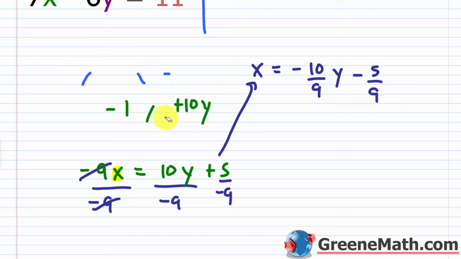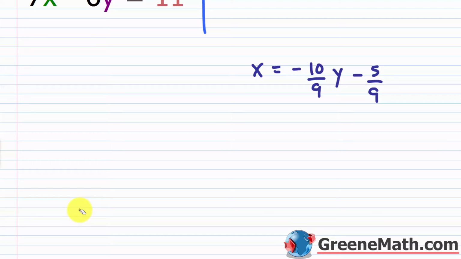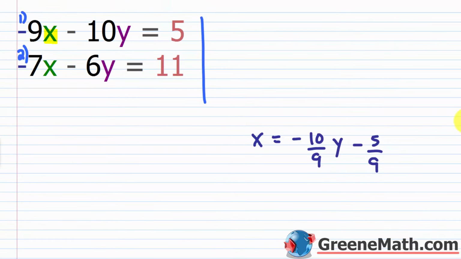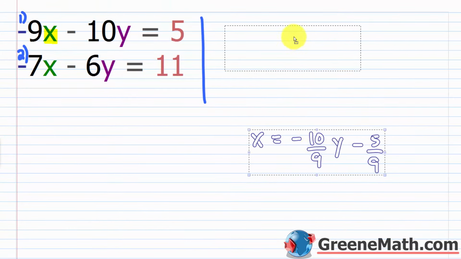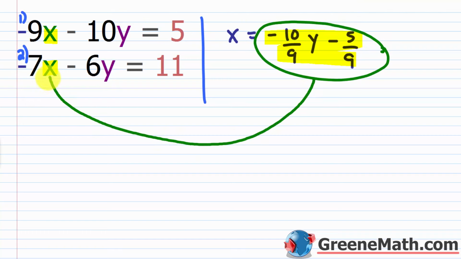So let me erase this. And now we've solved this guy for x. Let me scroll up and let me drag this up. So we used equation 1. So now what I want to do is use equation 2. And again, I want to plug in for x there. I have x now. It's equal to this, or it's the same as this. So I'm going to take this and plug it in for x there.